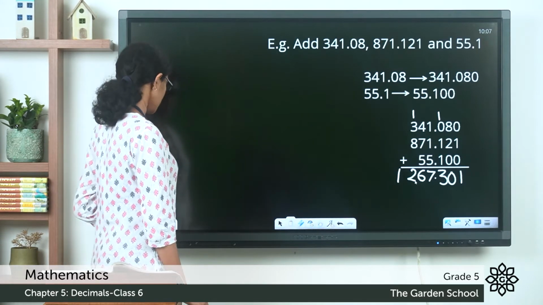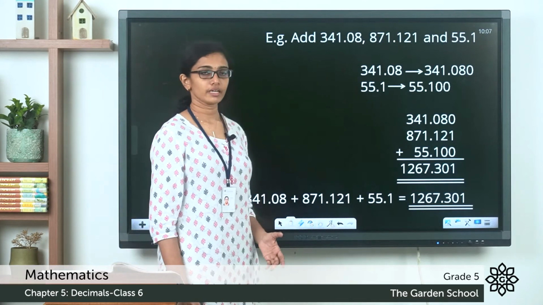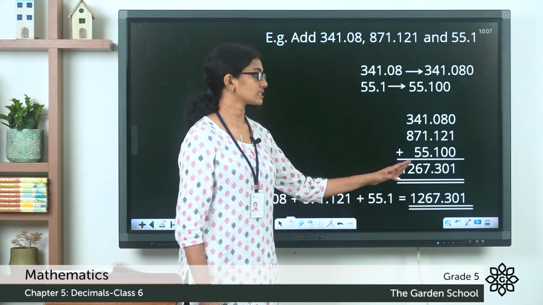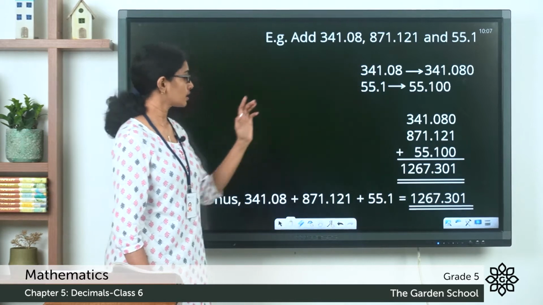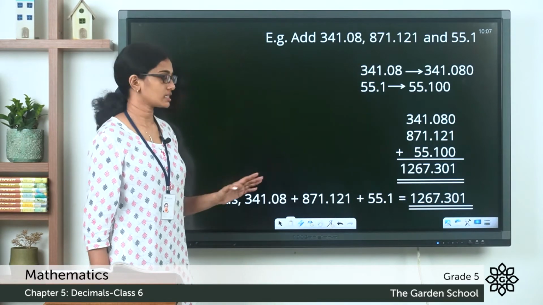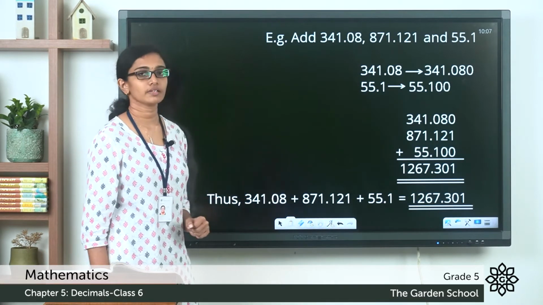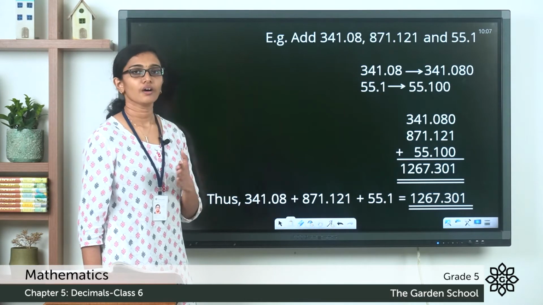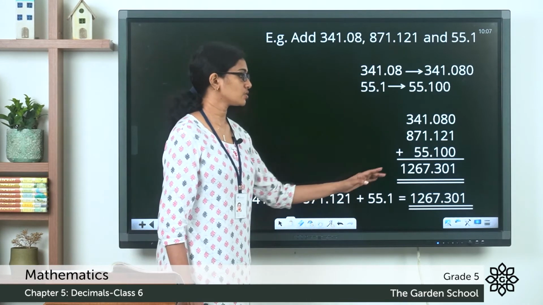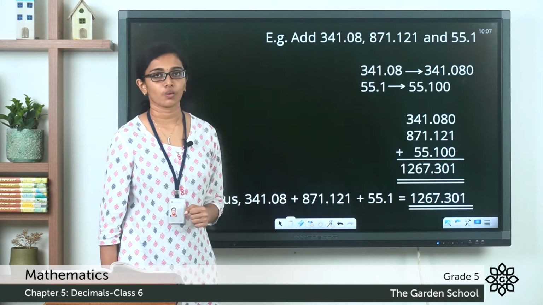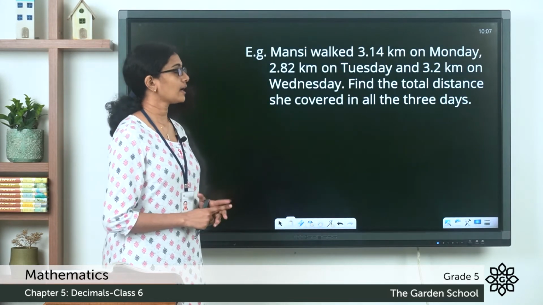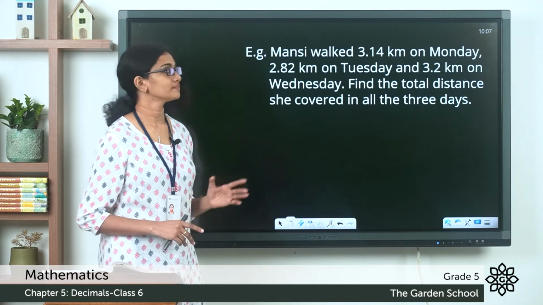So what is the total or what is the sum? The sum is 1267.301, or 341.08 plus 871.121 plus 55.1 is equal to 1267.301. Clear? Now, let's look at a word problem.